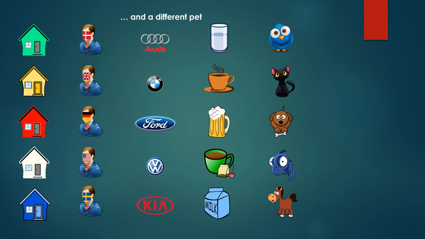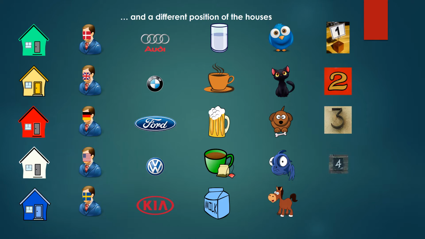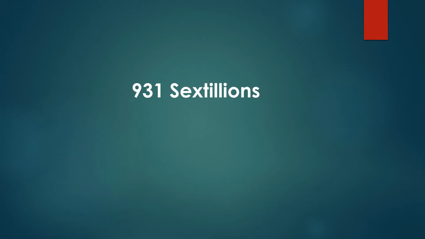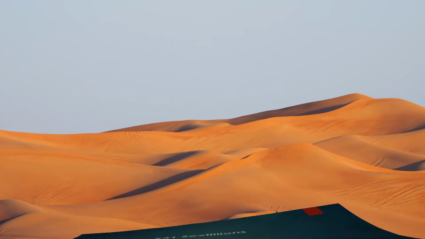We also have to remember that the houses can have different positions. Number 1 is first, number 5 is last, and 3 is the middle position. Different colors, nationalities, cars, pets, and position doesn't sound complex, but the number of possible combinations is truly huge. It's 931 sextillions. That is in the same order of magnitude as we believe we have grains of sand on Earth.